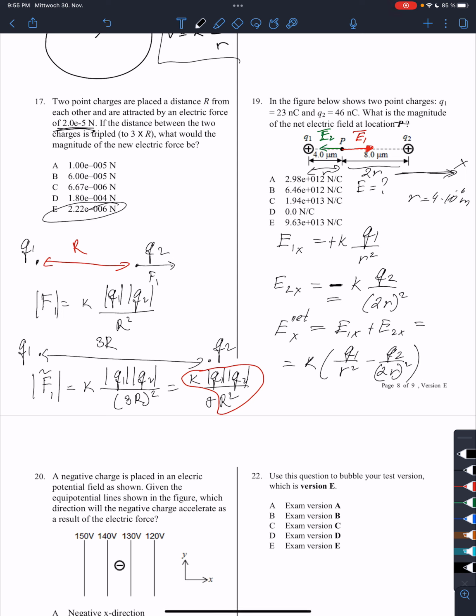Anyway, at this point you can substitute the numbers over here, and finally you'll be able to obtain the final result. Don't forget that there is a negative sign involved because E2x is negative, okay? But you will get the final result. I'm not going to compute that, it's pretty straightforward, I will let you do that.